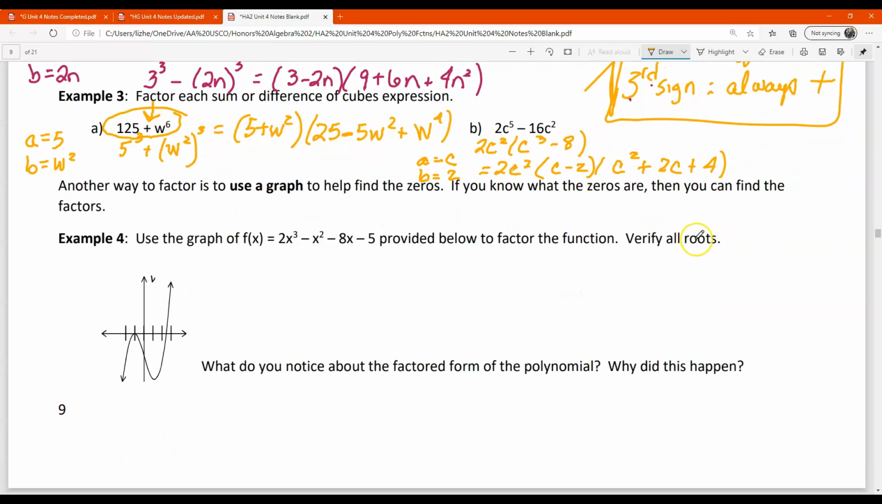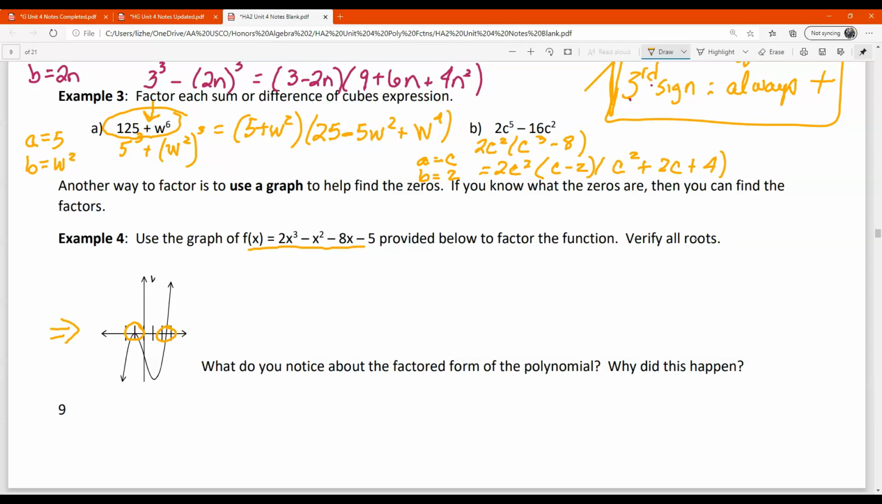All right, another way to factor is to use a graph to help find the zeros. If you know what the zeros are, then you can find the factors. So, example 4: use the graph, which is right here, of this polynomial provided, to factor the function, verify all roots. So when I look at that graph, it looks like -1 is a 0. This is also a 0, but I'm not really sure what that is. It could be a half, or it could be some tiny decimal off of a half. I don't know. But this looks like pretty solid -1.